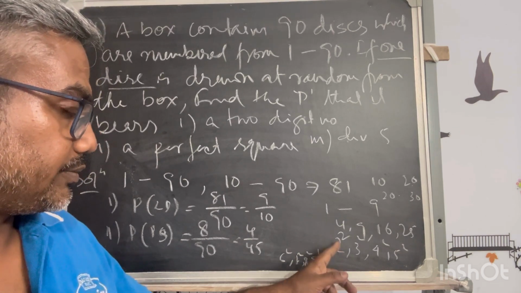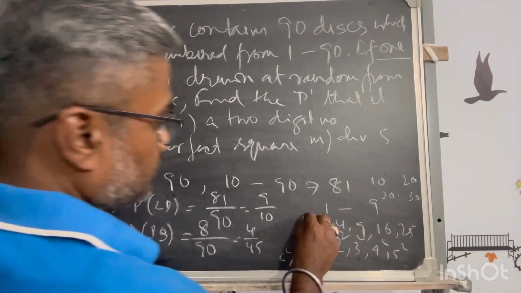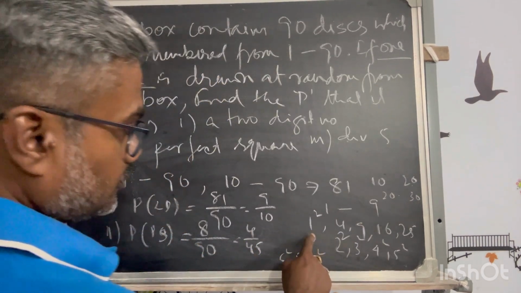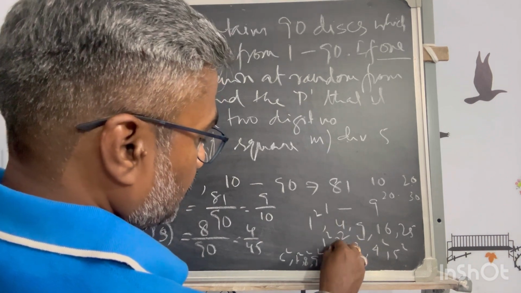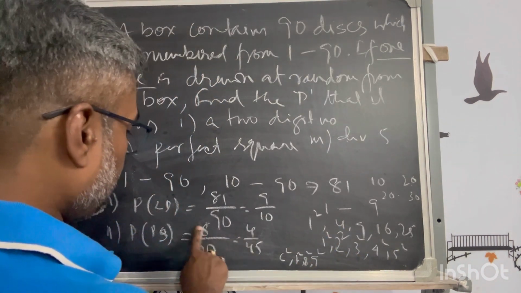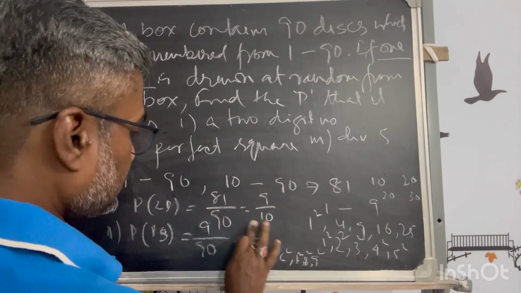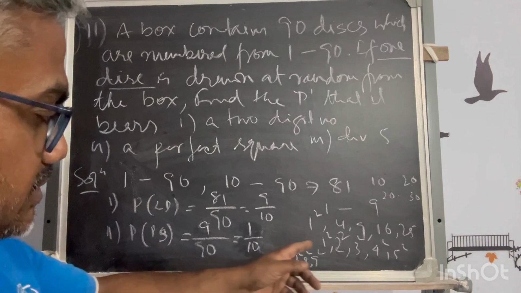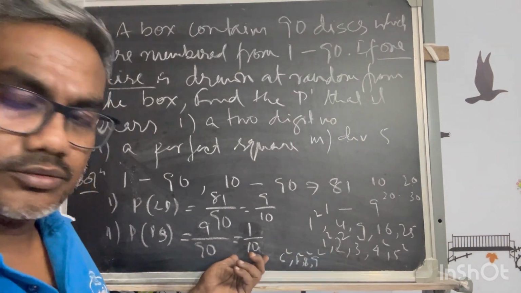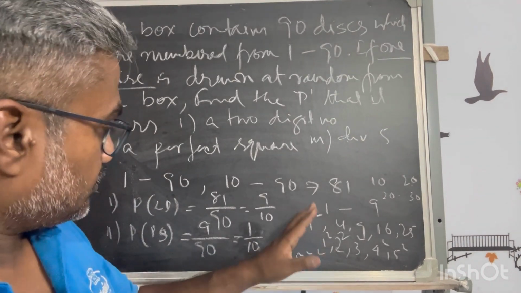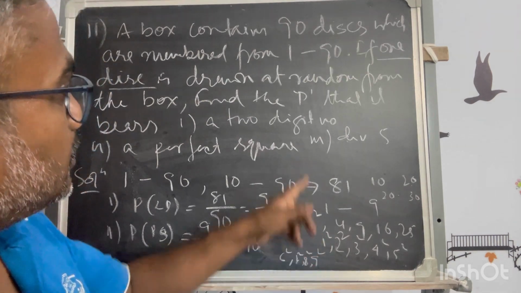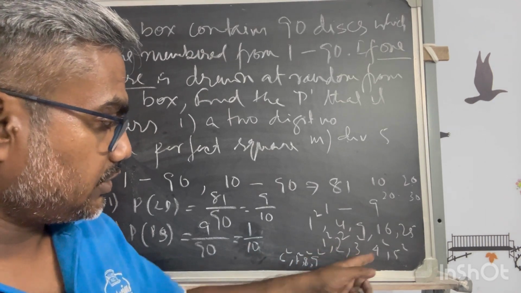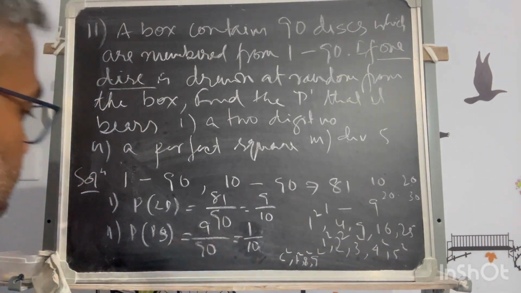Remember, sorry, I made a mistake. 1 square is also a perfect square, so 1 has to be considered. So from 1 square, 1 is a perfect square, and the count will be 9. It must be 9, so your answer will be 1 upon 10. See, one single mistake will lead you to a different result. So keep your mind open, because I had not considered 1, since it starts from 1. So 1 is a perfect square, and counting 1, 2, 3, 4, 5, 6 up to 10, this is 9 numbers. So this is the case.